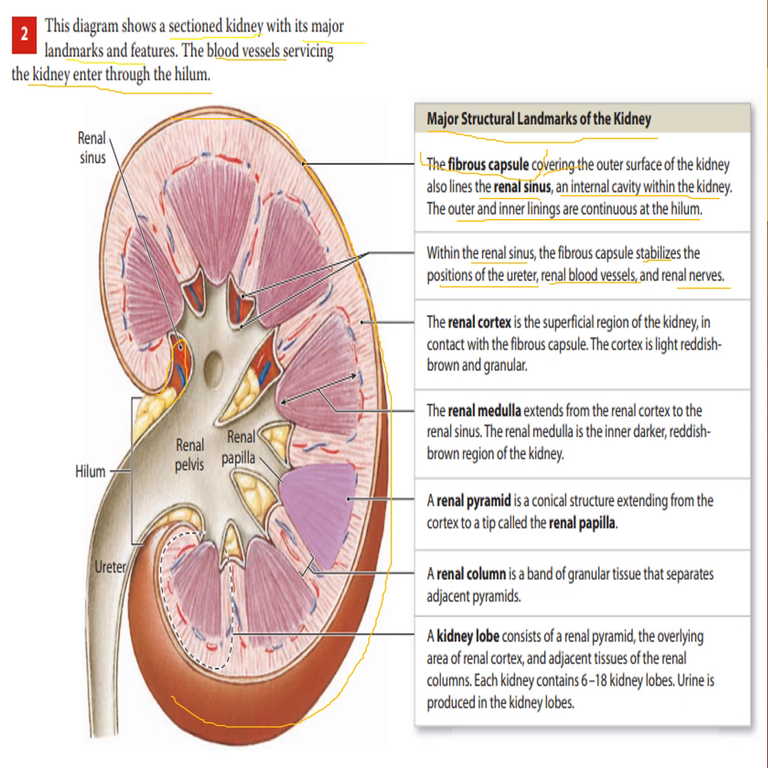Renal cortex. So this area is the renal cortex. It is a superficial region of the kidney in contact with the fibrous capsule. The cortex is a light reddish brown and granular structure.